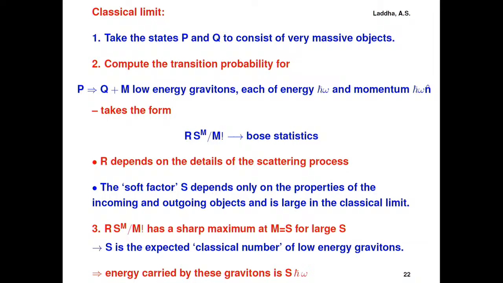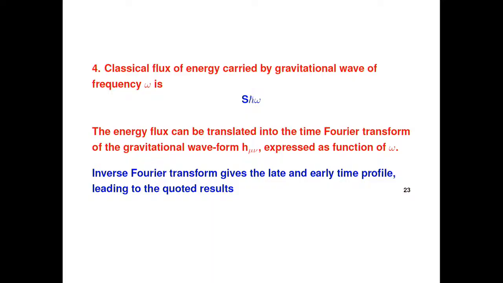This is the way the classical limit emerges from quantum mechanics. And the energy that each of these gravitons carry is S times h bar omega. So the total energy carried by these gravitons is S times h bar omega, because each of them carry energy h bar omega, and momentum h bar omega in hand. So you conclude that the classical flux of energy carried by gravitational wave of frequency omega is given by this. S is something that is easy to compute. This is given in terms of the incoming and outgoing momentum.